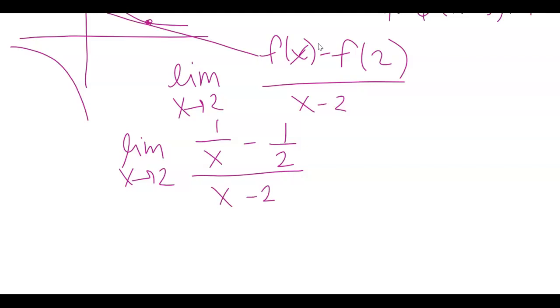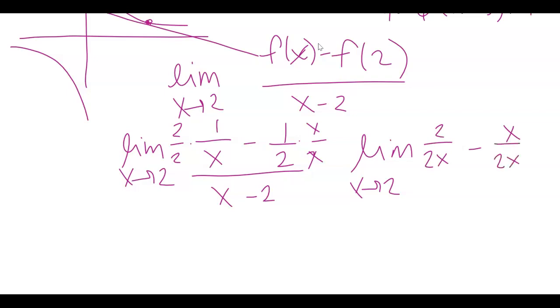But if I plug in 2, I get some issues here, right? Let's go ahead and find a common denominator for the top piece. So I'm going to do that by multiplying this by 2 over 2, and multiplying this by x over x. And I get the limit as x goes to 2 of 2 over 2x minus x over 2x, all over x minus 2. I'm going to combine my numerator.